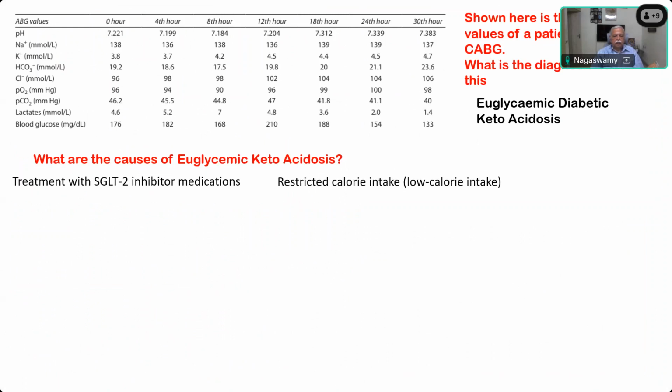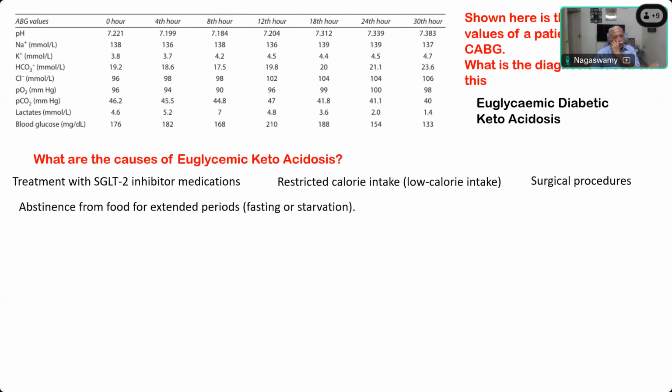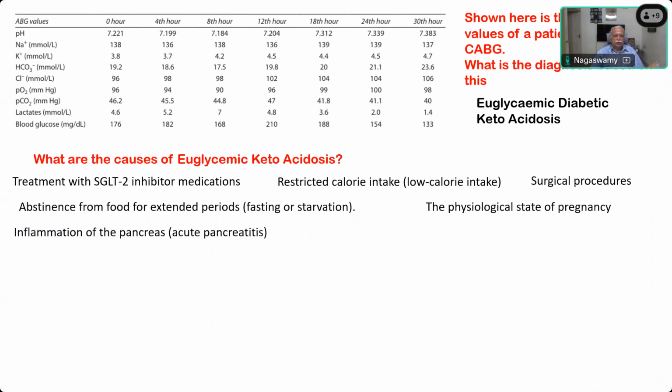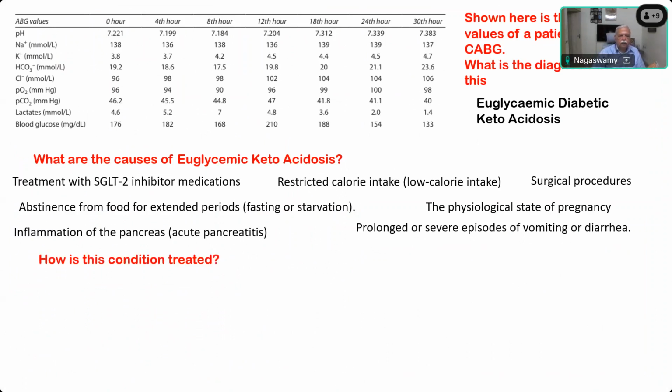Restricted calorie intake, patients who don't take calories, surgical procedures, abstinence from food or starvation, and the physiological state of pregnancy can also produce euglycemic ketoacidosis. Inflammation of the pancreas, acute pancreatitis, and prolonged or severe episodes of vomiting or diarrhea can also produce it. All these things are the causes of euglycemic ketoacidosis.